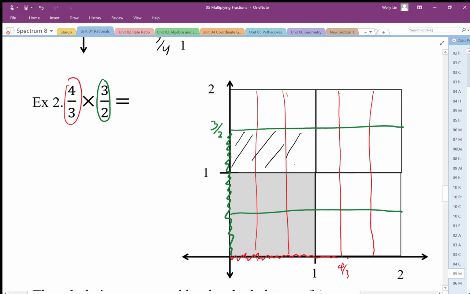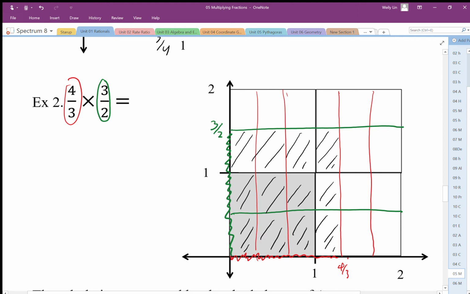I need to go 4 pieces this way and 3 down. That still seems to confirm that numerator times numerator gives me the number of pieces I'm shading. That's what I'm counting. So it looks like I have 12 pieces that I've counted here. 4 groups this way, 3 groups this way. My numerator times numerator. I still need to work out my whole. How many pieces make up the whole? There are 6 pieces in here.